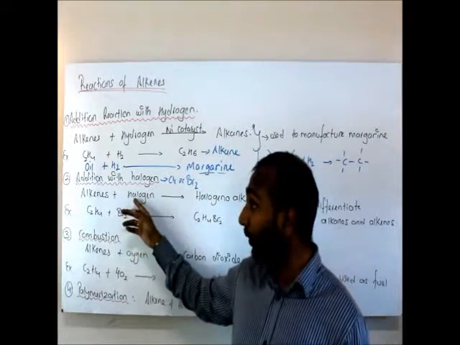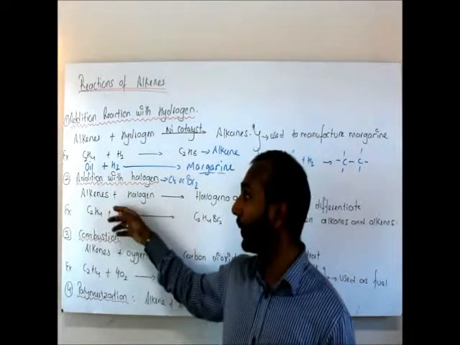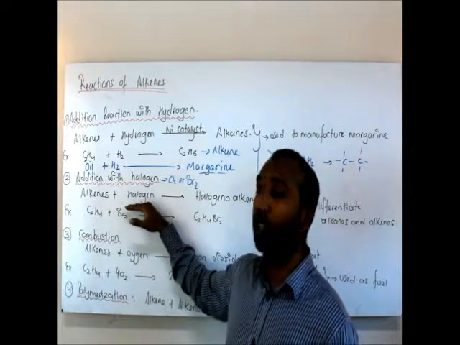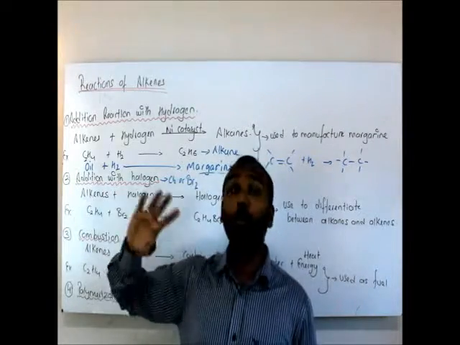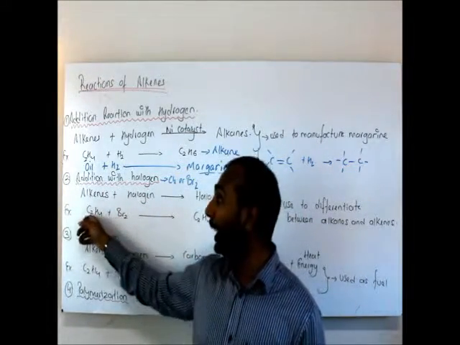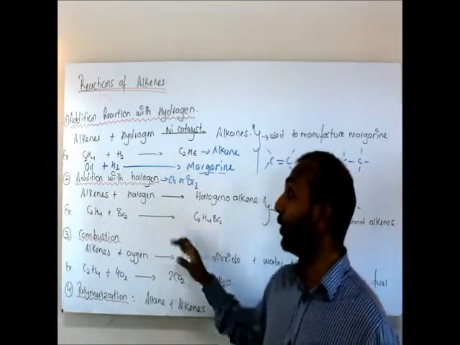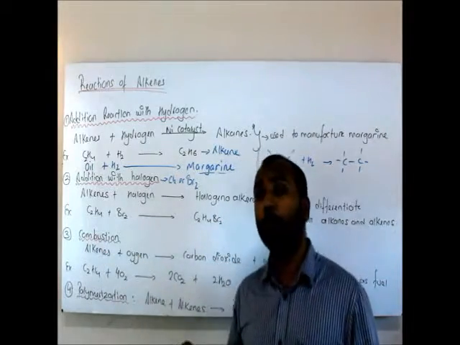However, if you take an alkene and you react it with a halogen, the reaction will proceed faster, and you don't even need UV light. As soon as you add the bromine, it will get added across the double bond. You don't need any UV. So you can use it as a test to distinguish between alkane and alkene.